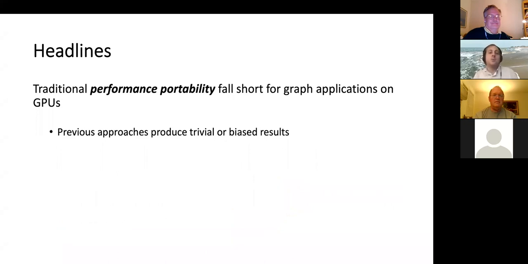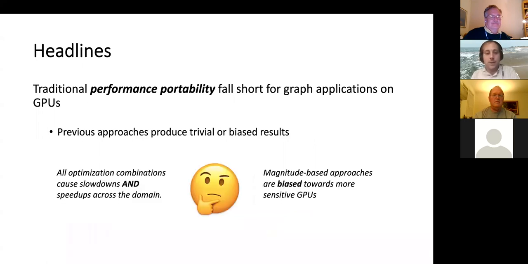So you have to be very judicious on how you apply these optimizations. So we wanted to study performance portability in terms of these optimizations. And what we found is the previous definitions of performance portability really fall short in this domain. They produce trivial or biased results. This is because this is a really difficult domain. The GPUs are all very different architecturally, so different optimizations have different effects. And also graph applications are different depending on the input. Operating on a road network is very different than operating on a social media network.